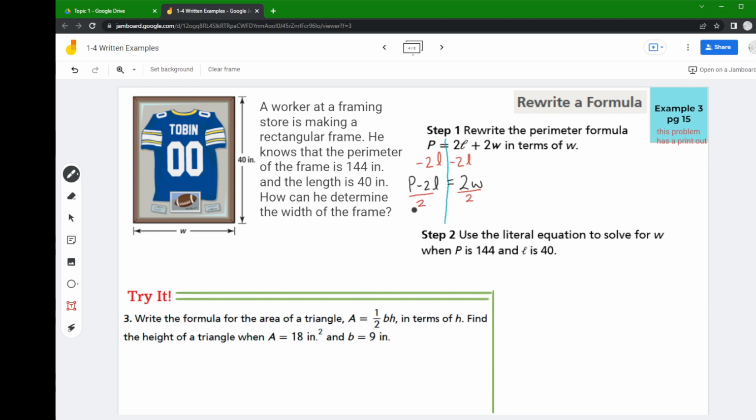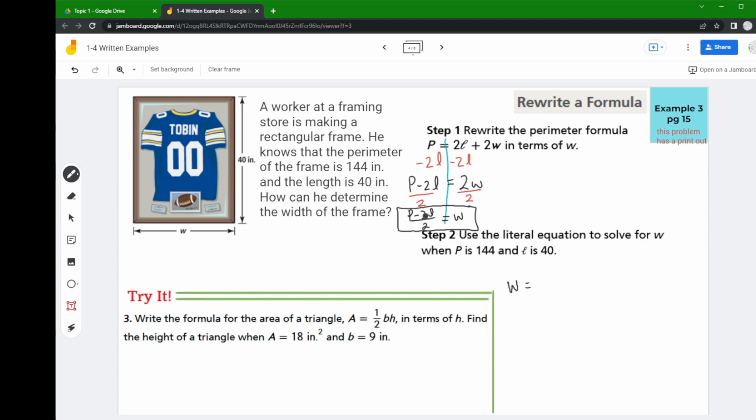Which, I didn't leave myself much room here, but use your imagination, kids. So the perimeter minus 2L divided by 2 is equal to W. That's the equation that we're going to use here. So now step 2 is saying to use the equation that you just got and start plugging in the values that we get. Alright? I generally like to keep the letter I'm solving for on the left, so I'm just going to flop that over.